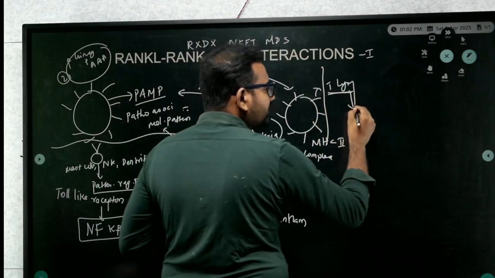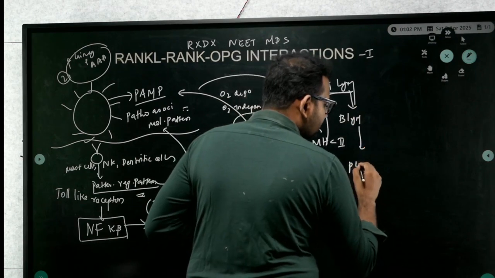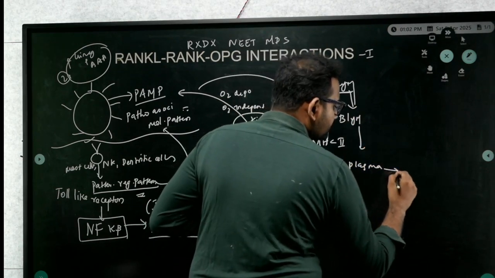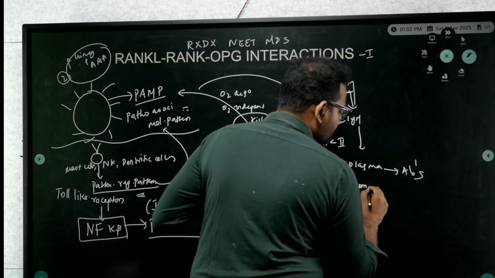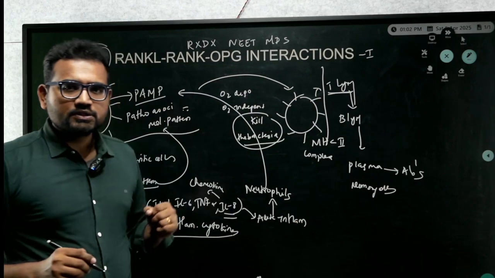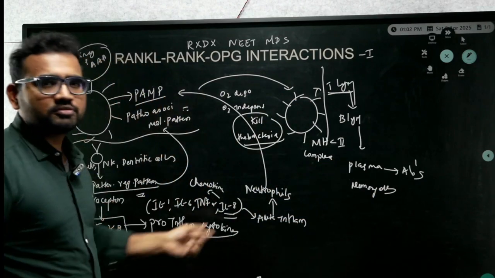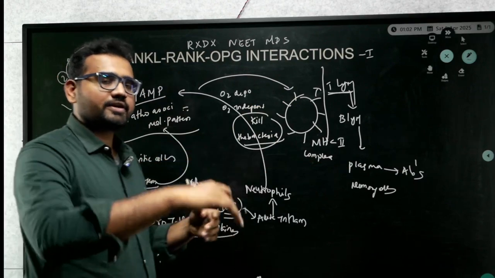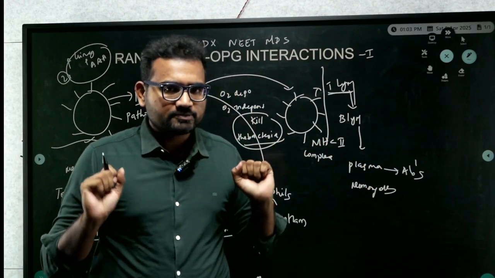So T lymphocyte stimulates B lymphocyte, that is going to produce plasma cells, which in turn is going to produce antibodies, and it also stimulates memory cells. So next time the bacteria comes, it is going to be killed fast. So normally this is what is going to happen, but remember this bacteria is not going to be killed easily like this. I'll tell you later, okay? So this is what the normal process of inflammation looks like.